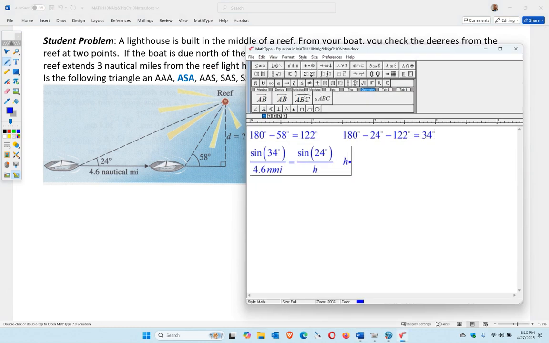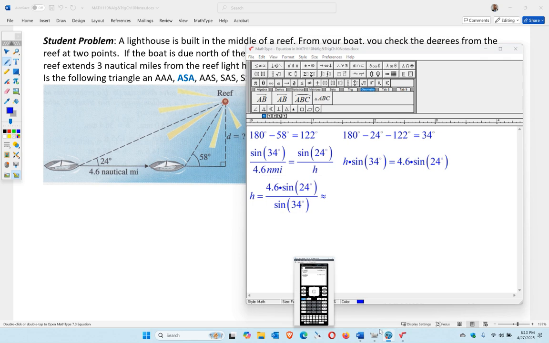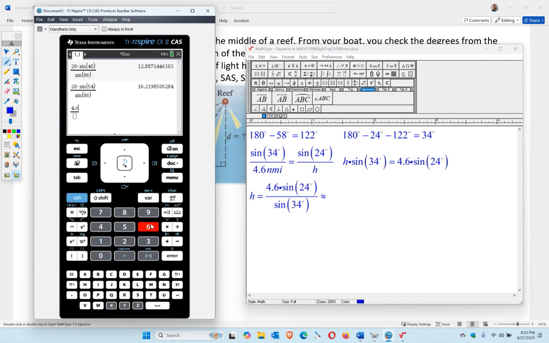Okay, so we're going to cross multiply here. So we have h times the sine of 34 equals 4.6 times the sine of 24. So then we'll divide. So we get h equals the ratio of this divided by the sine of 34. We divide. Okay. So that'll be approximately something. Let's see what we get here. So ratio 4.6 times the sine of 24 in degree mode over the sine of 34.